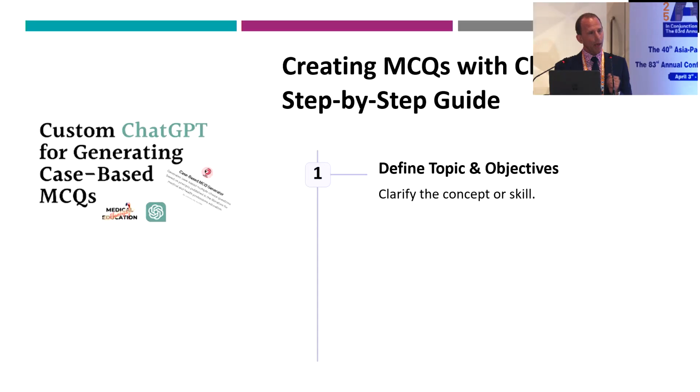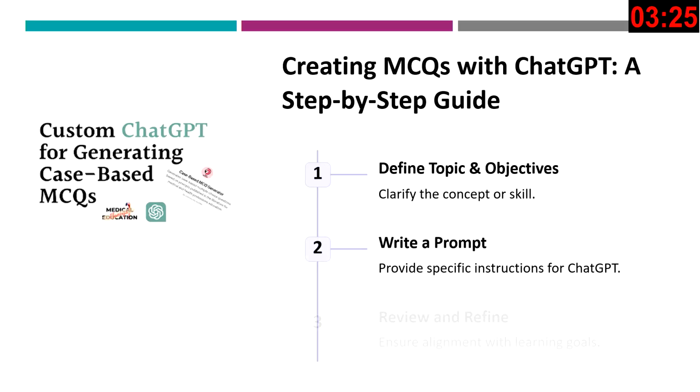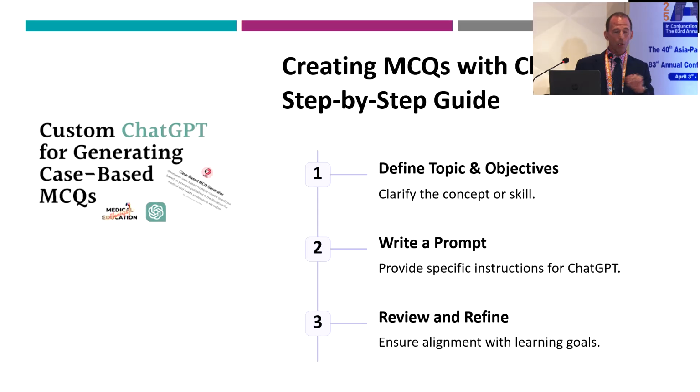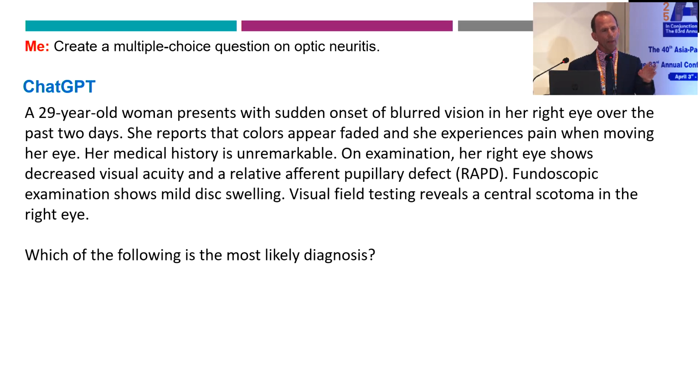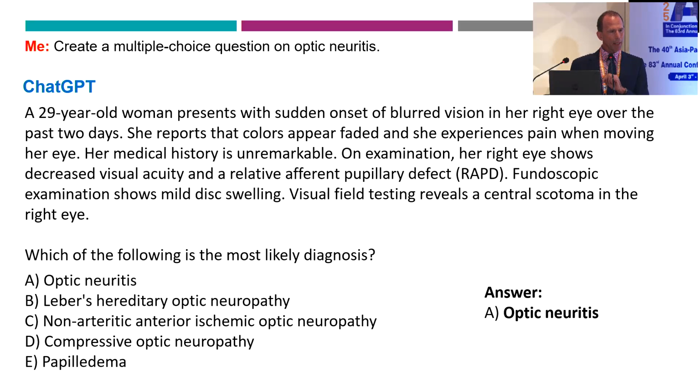So there is ChatGPT for generating case-based MCQs: start by defining a topic and objectives, write a prompt, then review and refine. You definitely need to review and refine. For instance, me: create a multiple choice question on optic neuritis. ChatGPT gave a decent stem for the question, and here's what it gives us for the choices: which of the following is the most likely diagnosis. So this is all ChatGPT, and again, you want to look at it to make sure.